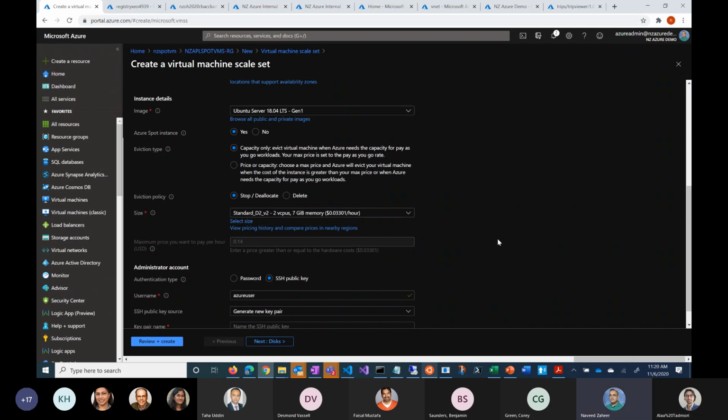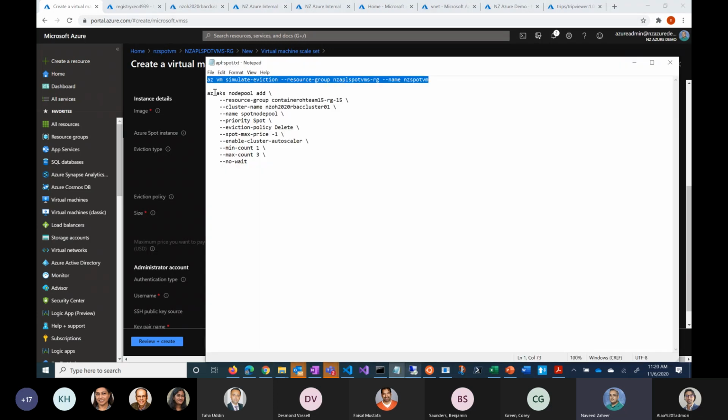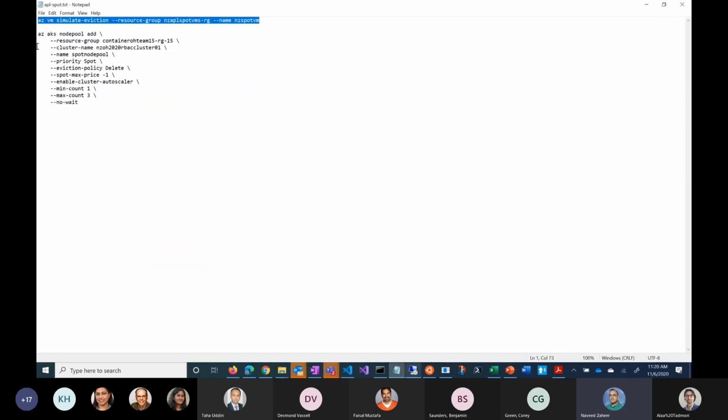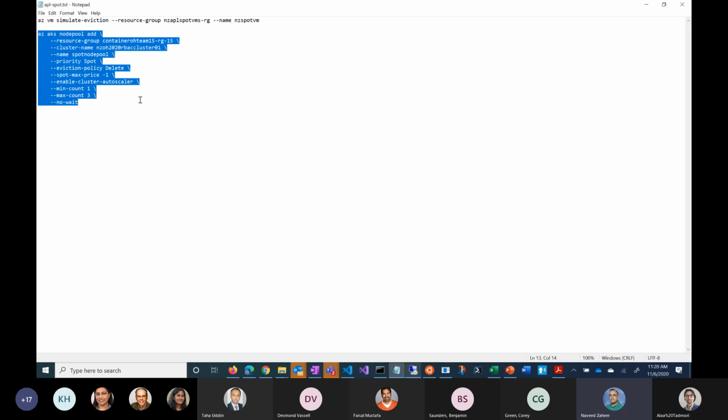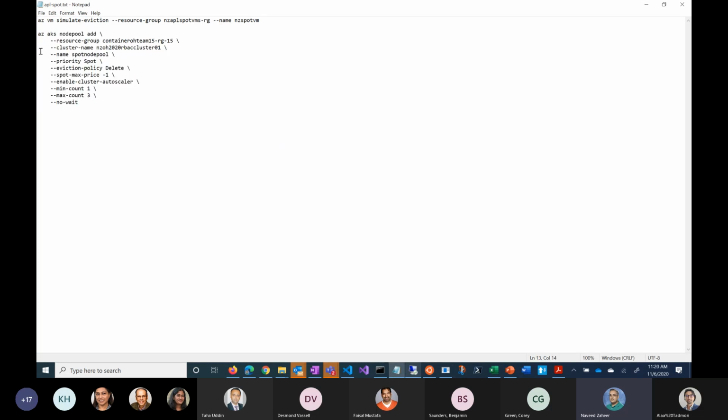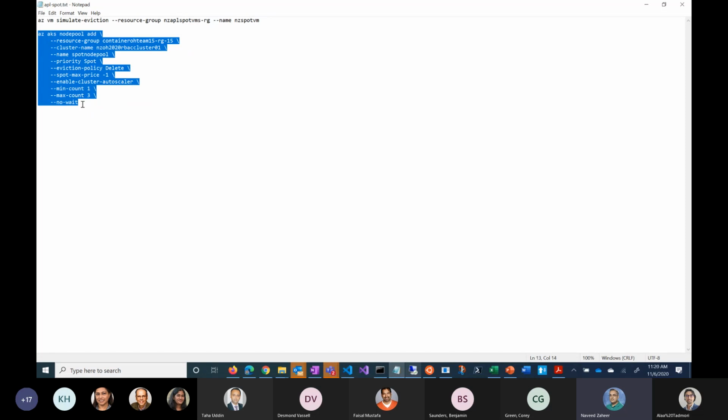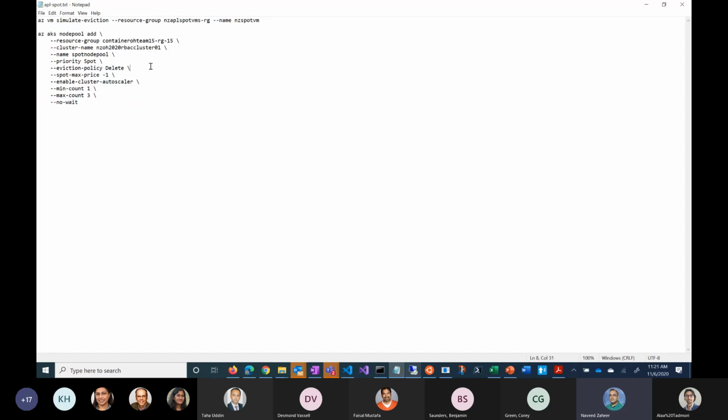Okay, so this is very simple. You can set it up. In regards to AKS, there is no UI support available. You have to have the latest CLI, and then you will be able to create a new node pool consisting only of Spot instances.